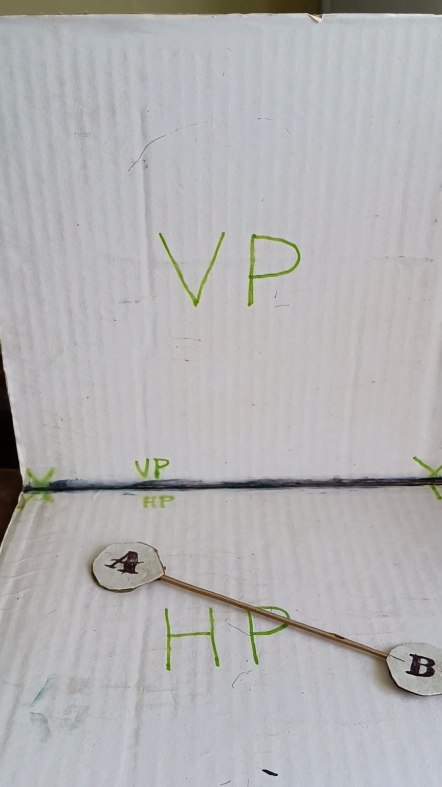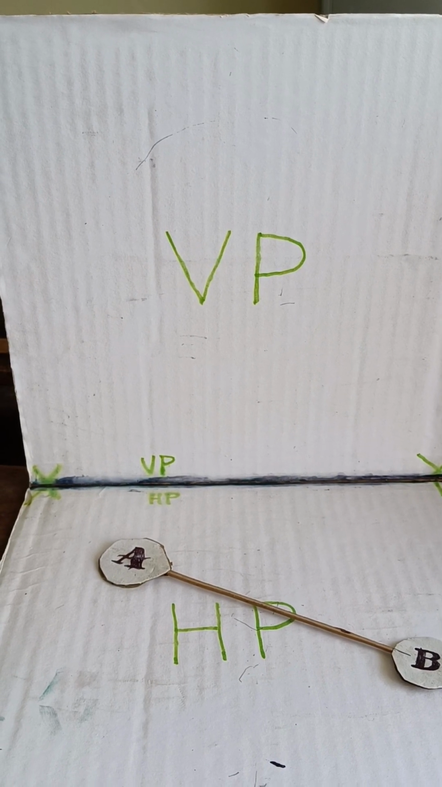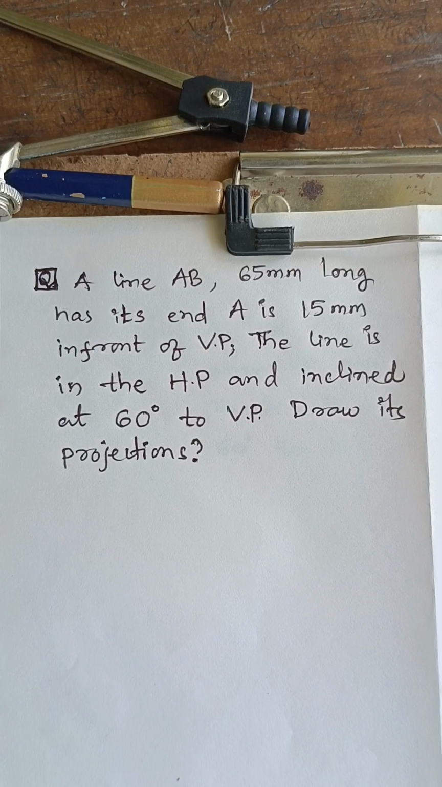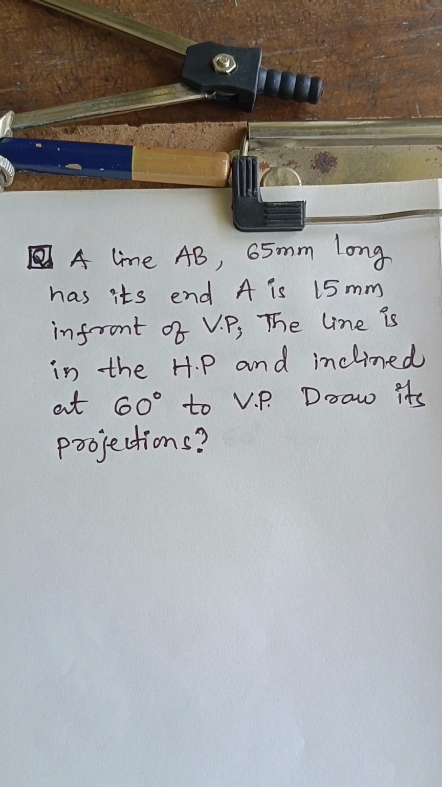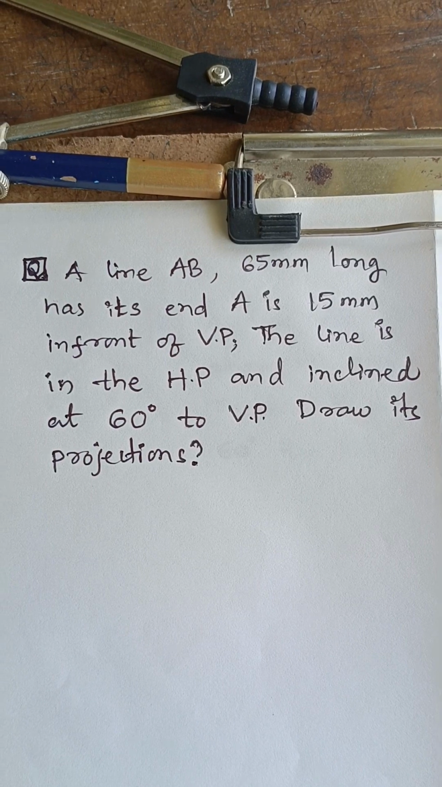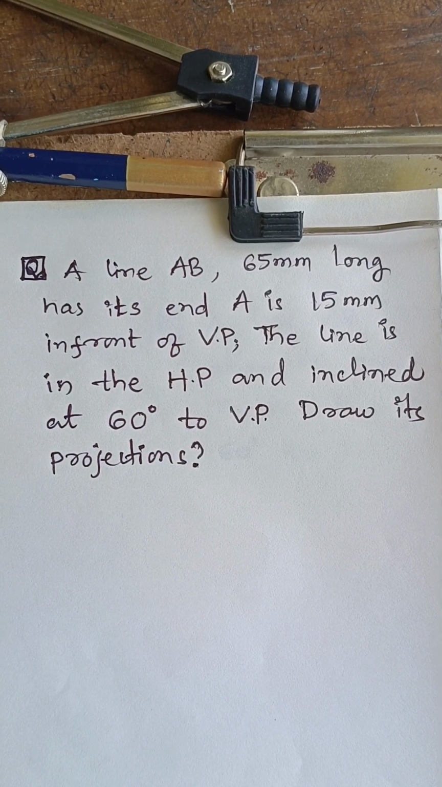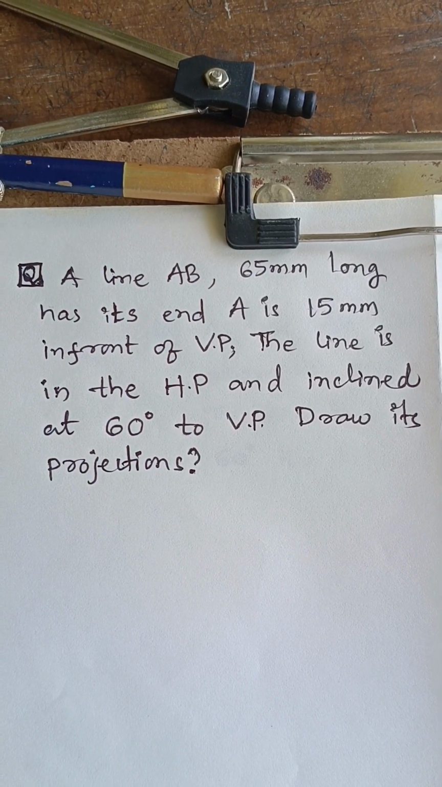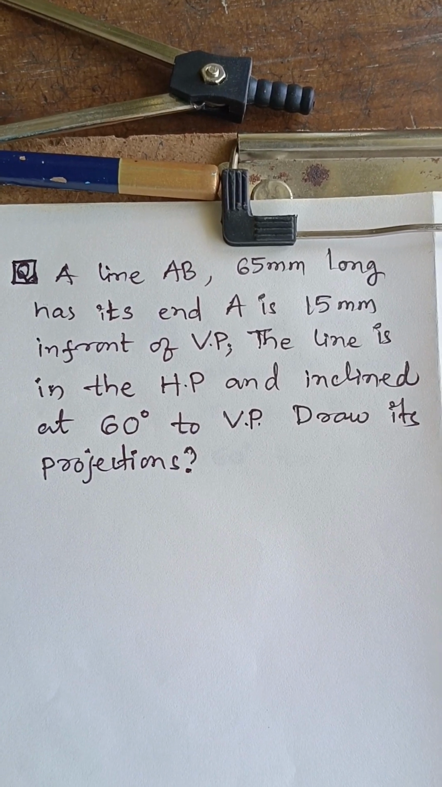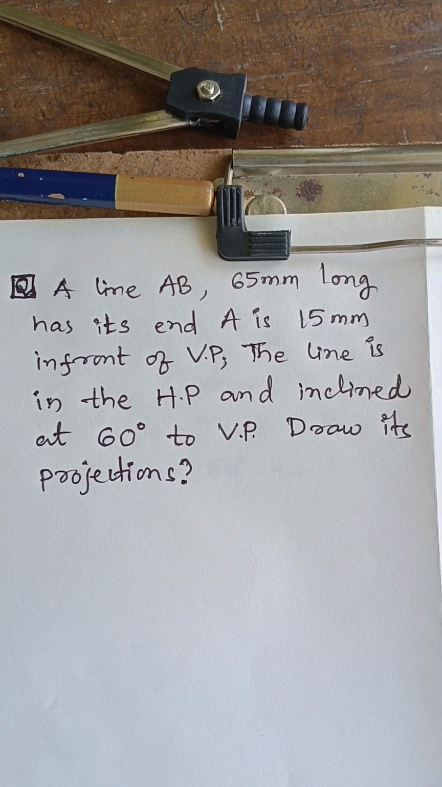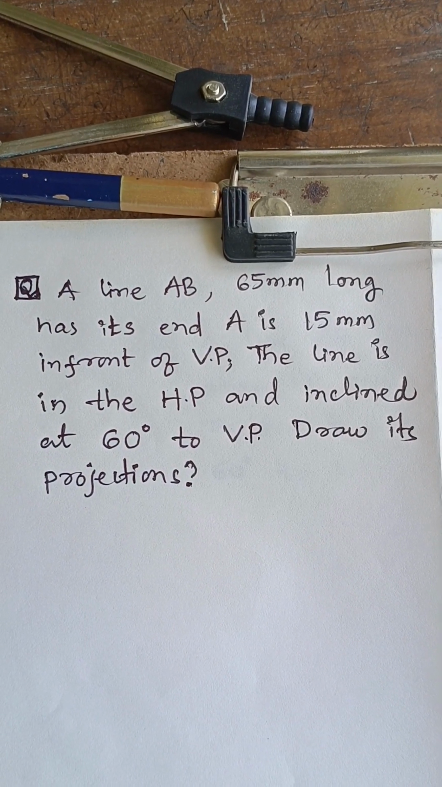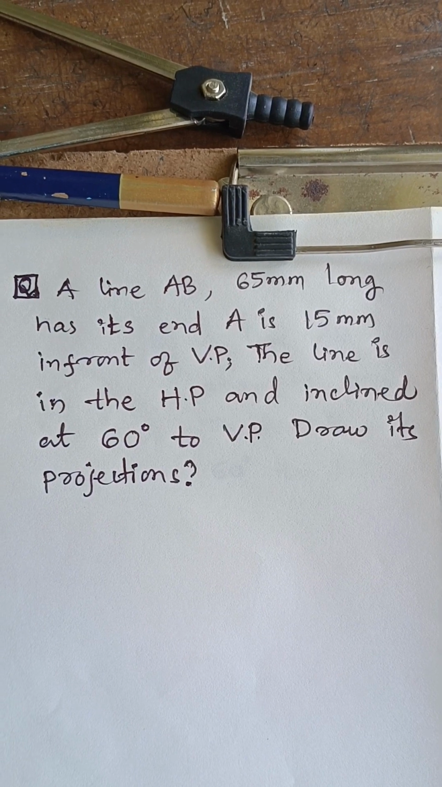In this video lecture, we are going to do one problem related to projections of straight line. Considering this problem, we are going to draw projections. If a line AB 60 mm long has its end A 50 mm in front of VP, the line is in the horizontal plane and inclined at 60 degrees to the VP. Draw its projections.